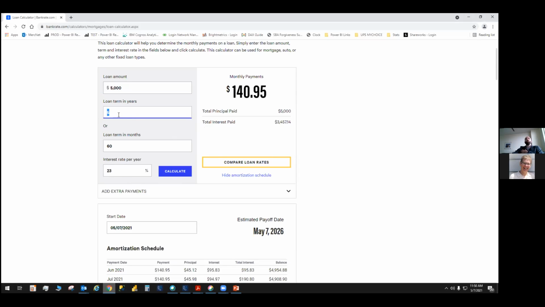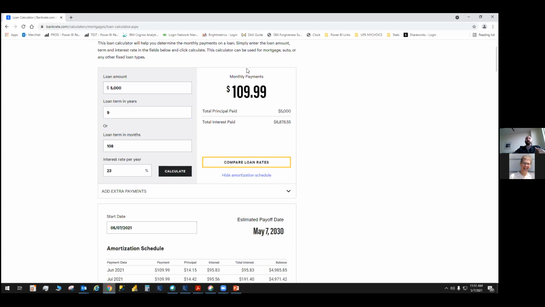And I think about this and I say to myself, well, $140 a month is a lot of money. What happens if I decide to stretch this out? I want to lower my payments, so I want to take longer to pay it off. I'm going to reduce my payments by increasing the length of time I'm making payments. So I'm going to go from 5 years to 9 years.